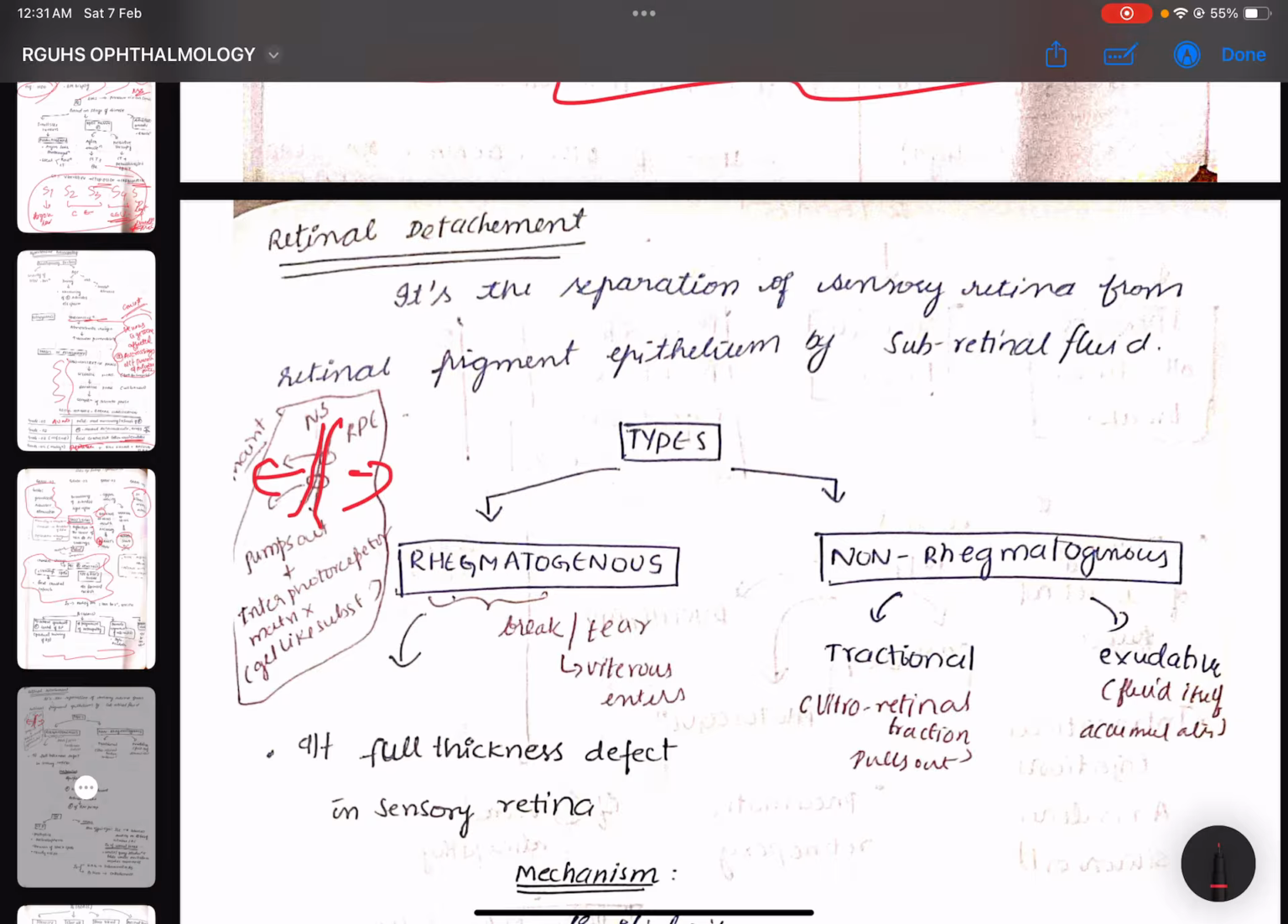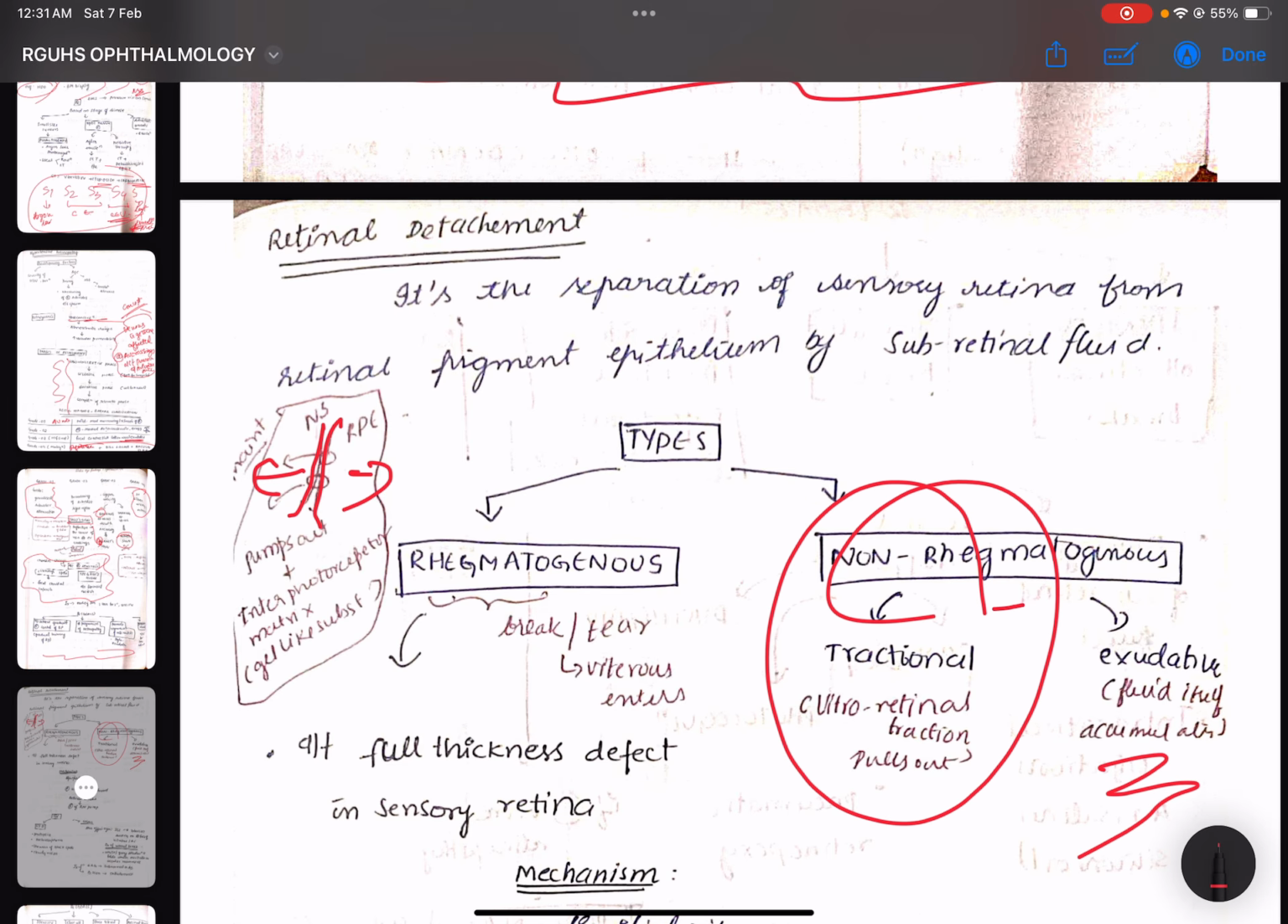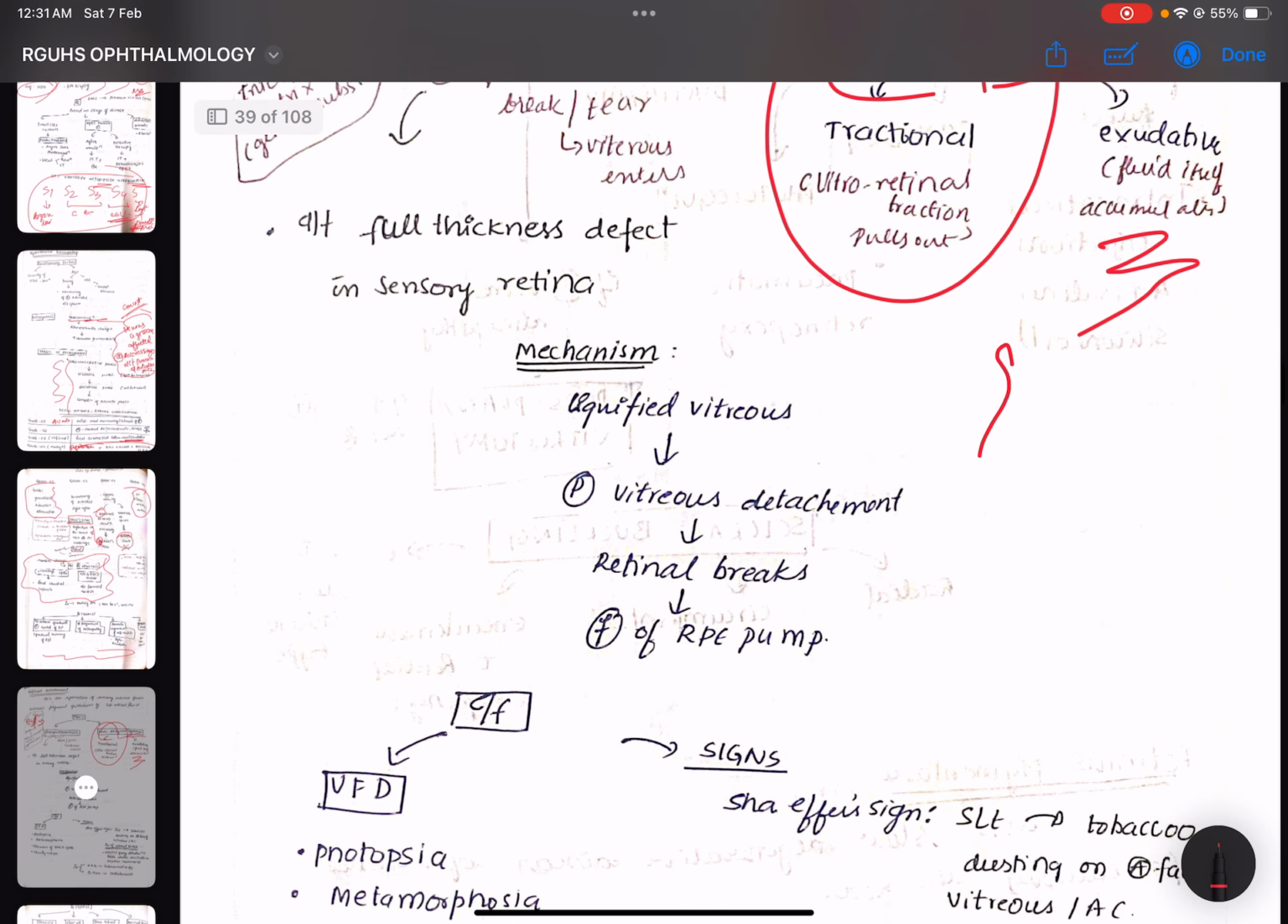Again, what is the basic classification? Rhegmatogenous and non-rhegmatogenous. In rhegmatogenous, what is happening? Again, you have a break or tear, so vitreous fluid will enter. In non-rhegmatogenous, it's either exudative, that is fluid itself is accumulating, or due to vitreoretinal traction, you will have non-rhegmatogenous. Okay, this is the mechanism.